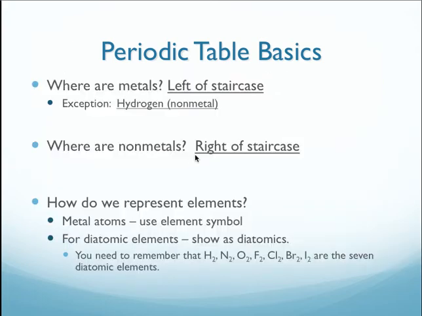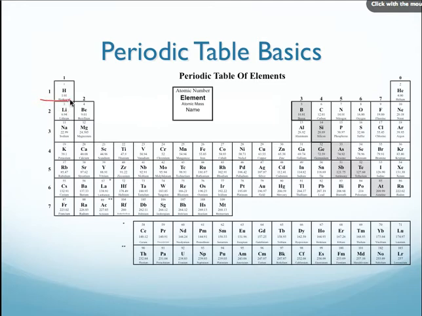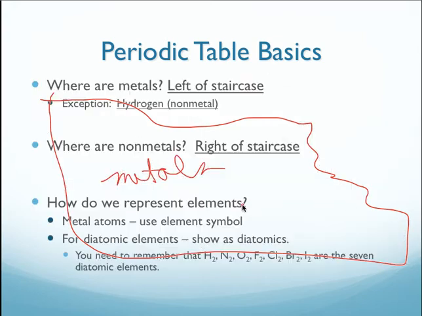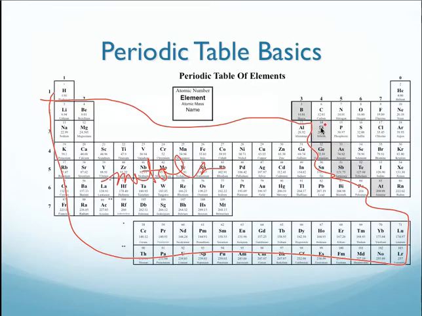Okay. But there are regions of the periodic table that we should be aware of, where the metals are located, and that is to the left of that staircase. Flipping back real quick, all of these are metals. And then to the right of the staircase are the nonmetals. Also includes hydrogen.